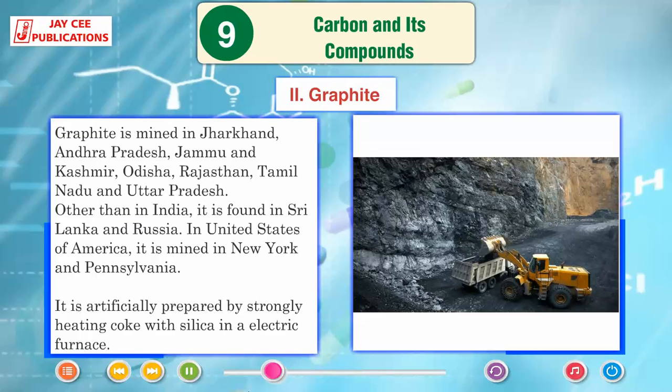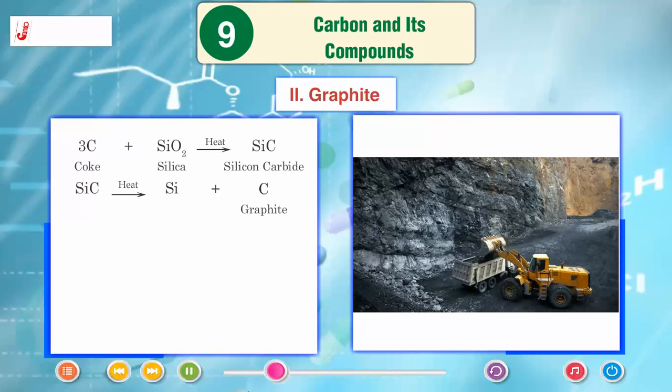It is artificially prepared by strongly heating coke with silica in an electric furnace. 3C (coke) plus SiO2 (silica), on heating, gives SiC (silicon carbide). SiC, on heating, gives Si plus C (graphite).